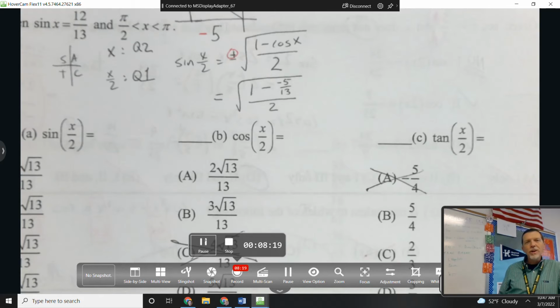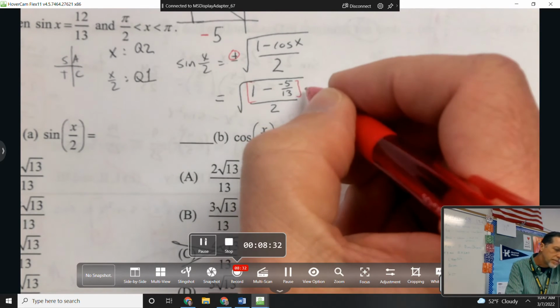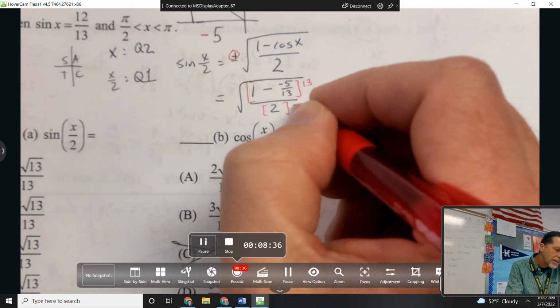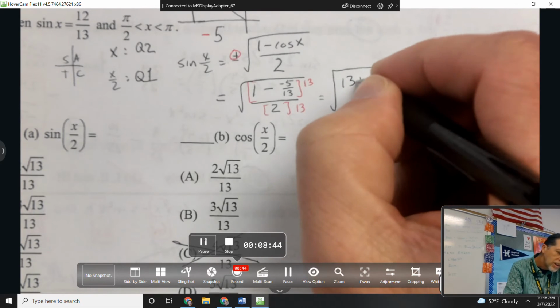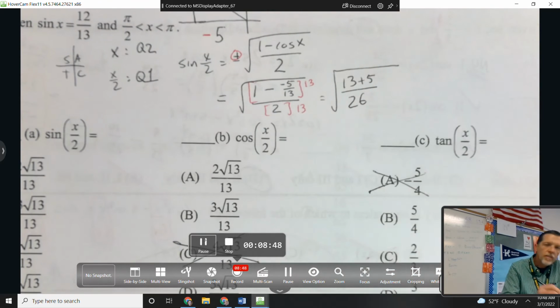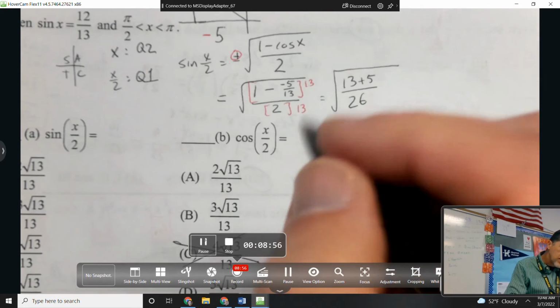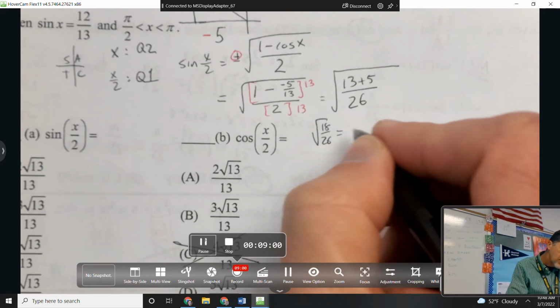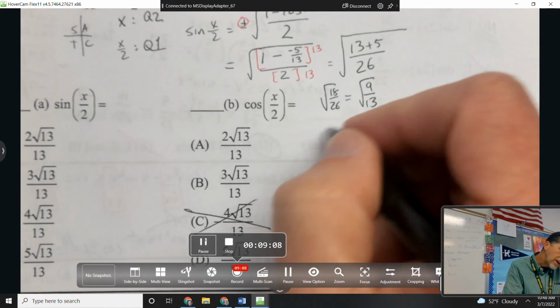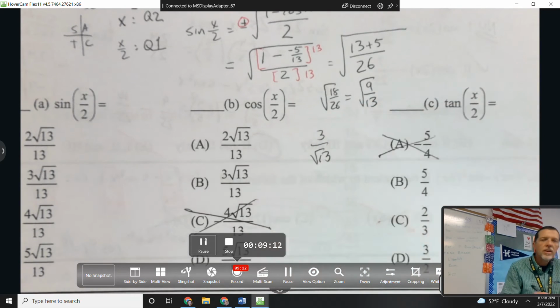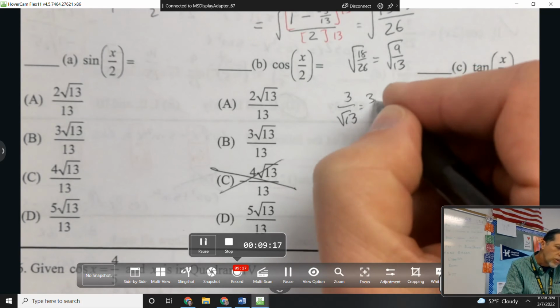Okay, how do you want to clear up this fraction? Some of you check out on the problem and you're like, oh, I got it from here, but you may not. How do I clear out that 13? I want the 13s to cancel, so let's multiply by the 13. This is still all under the radical, so 13 plus 5 all over 26. So that would be 18 over 26, which is 9 over 13. This seems to always work out where the top has a square root. So 3 root 13 over 13.